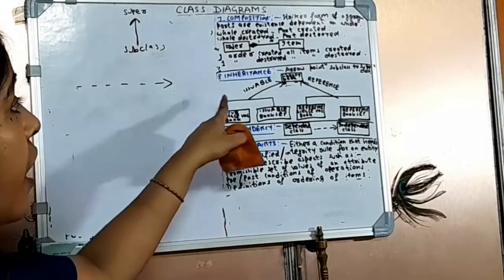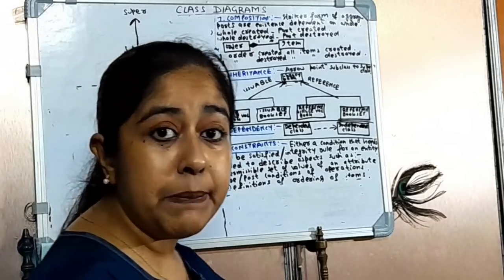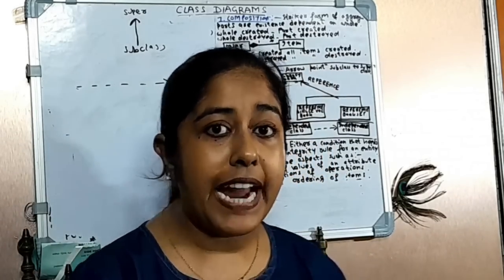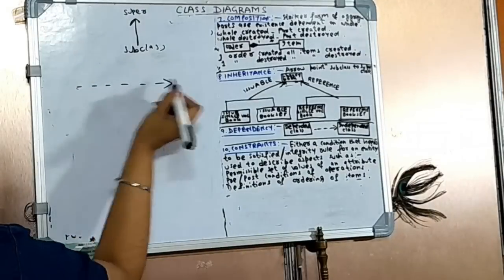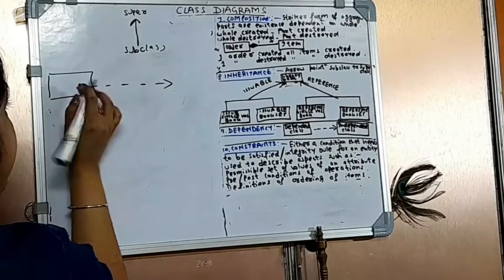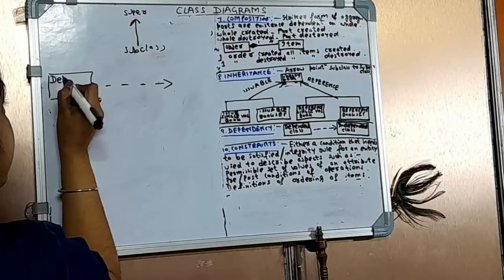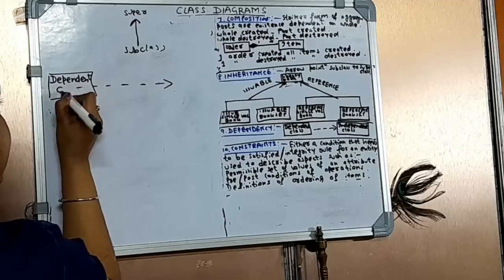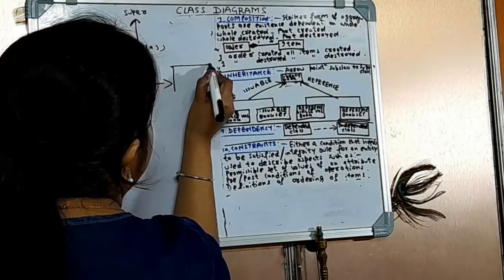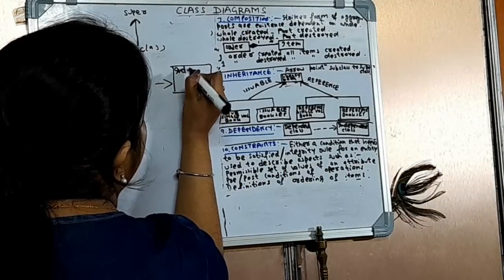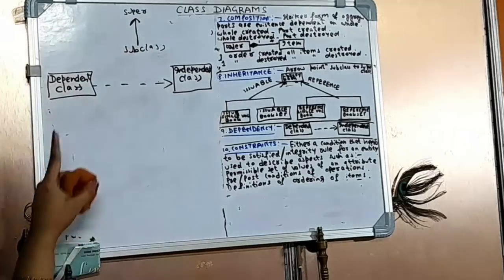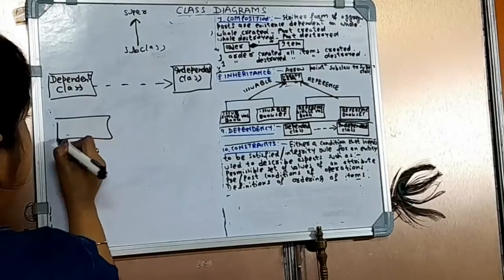Now in the case of dependency, when you are showing the dependency, this class is dependent on that class. So obviously you have to show it with another arrow, that is a dotted line arrow. Here will be your dependent class. This is my dependent class, and here is the independent class.